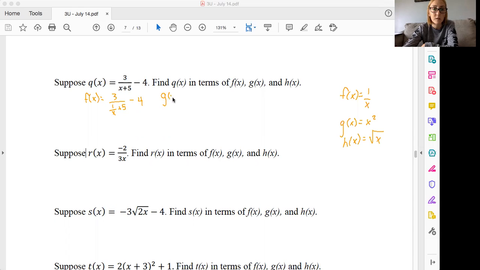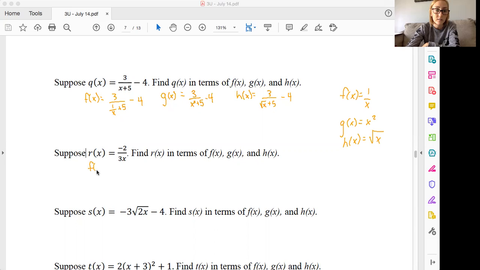g of x will become, the same thing, where you see an x in the original one, you're going to replace it with the one in the function. So it is x plus 5 squared, minus 4. h of x is 3 square root of x plus 5, minus 4. Okay, and you're going to do the same thing with these.